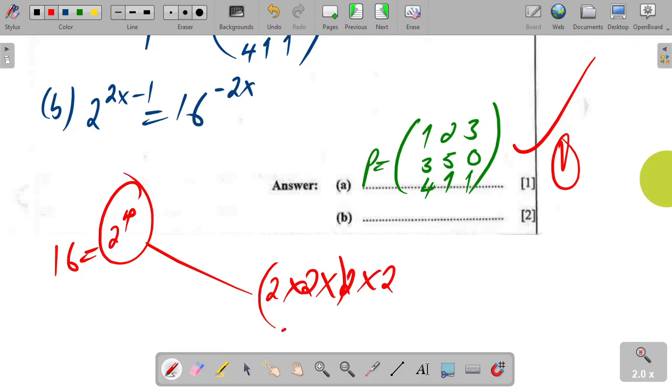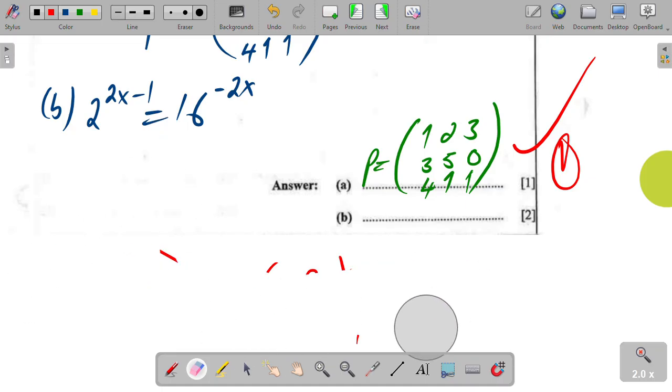Okay, so 2 times 2, it is 4 here. 2 times 2 here, it is 4. 4 times 4, it is 16. So this is base 2. We want to make sure that the bases are the same so that we can cancel them and deal with the exponents. So these are the exponents here. So let's do that now.